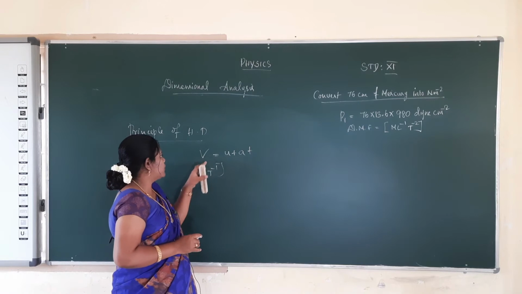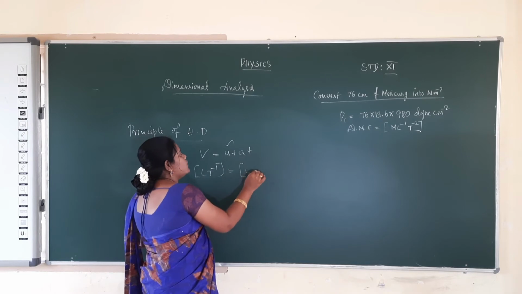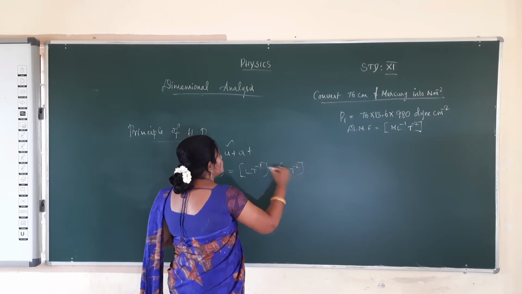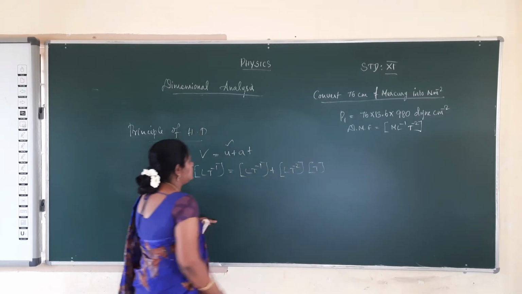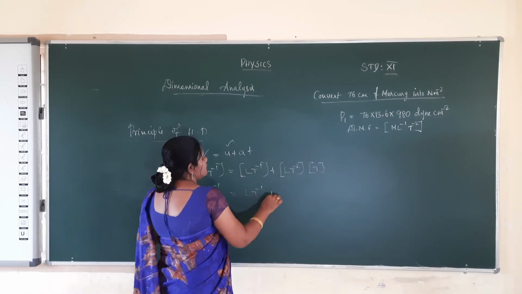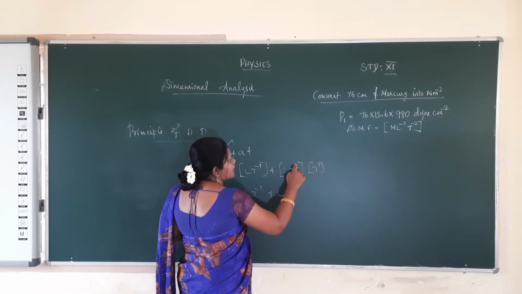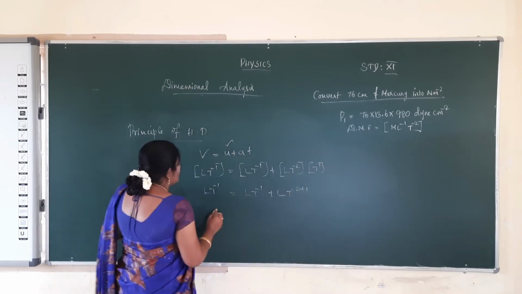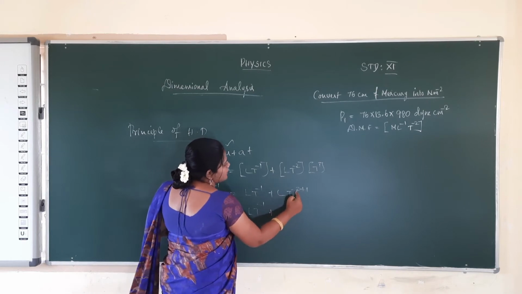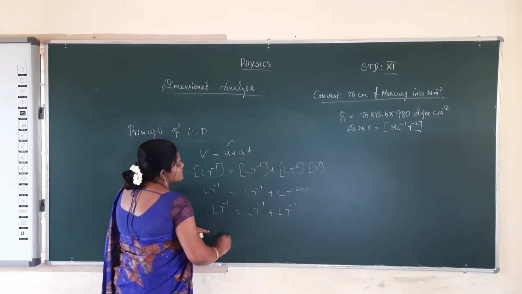Okay. So the dimensional formula for V is LT power minus 1. The dimensional formula for U, that is also velocity, is LT power minus 1, plus acceleration LT power minus 2 and T is T. Then LT power minus 1 is equal to LT power minus 1 plus LT power minus 2 times T power 1, so LT power minus 2 plus 1, that is also minus 1. So LT power minus 1. So all three quantities have the same value.